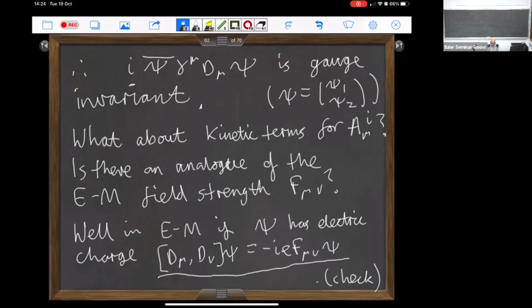When we formulated electromagnetism, we formulated it in terms of F mu nu, the electromagnetic field strength tensor. What we're going to do is construct a non-abelian analog of that. And that comes by generalizing this property that if psi is a field with electric charge E in electromagnetism, then the commutator of the covariant derivatives acting on psi is proportional to F mu nu acting on psi. So F mu nu is naturally the commutator of the two derivatives.